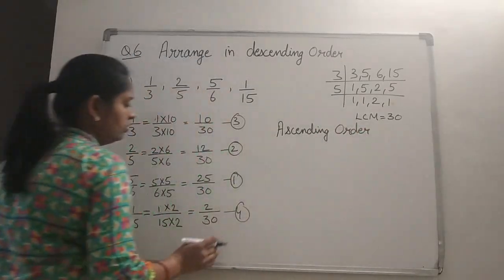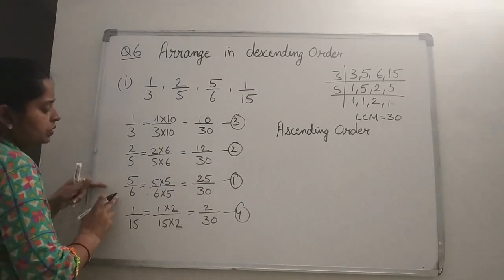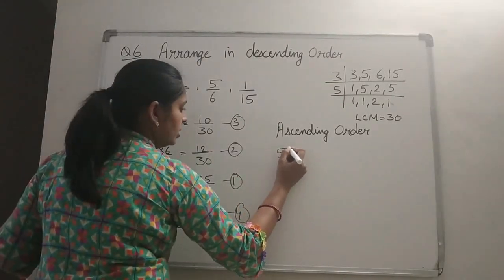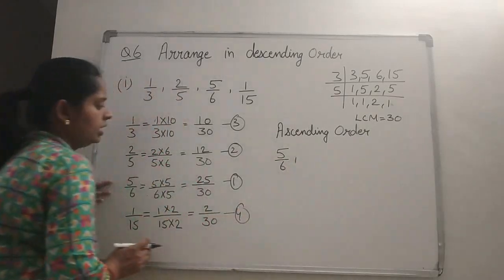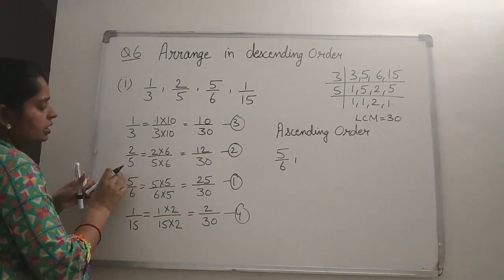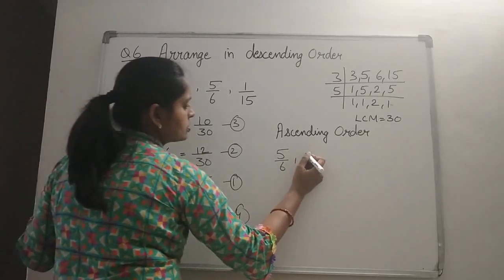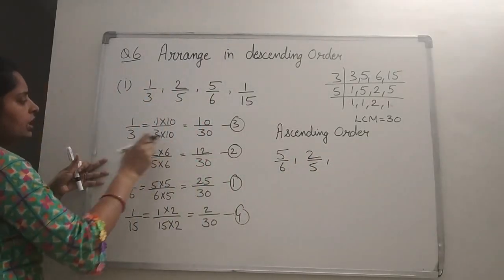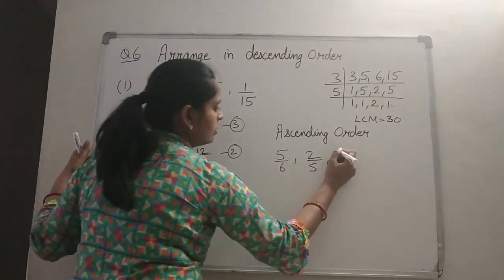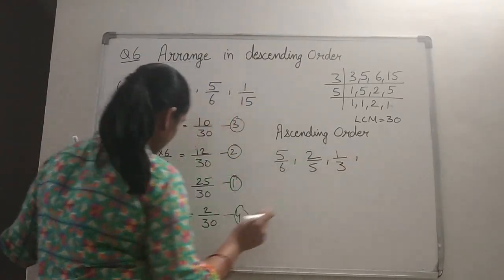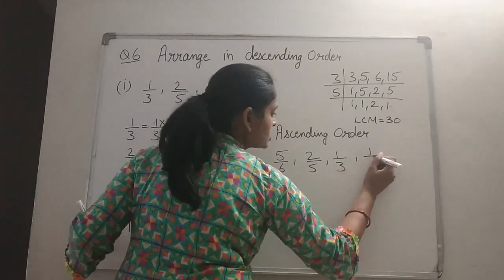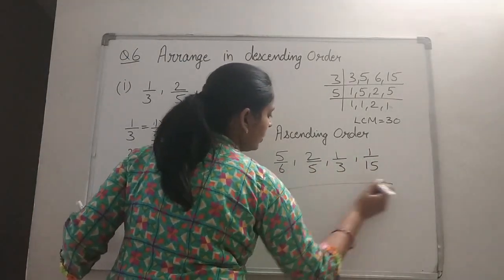We got what we got. First position is which one? Which is the biggest one? 5 upon 6. So we will write 5 upon 6 first. Then which number is coming? 2 upon 5. So 2 upon 5. Then in third position which number we are getting? 1 upon 3. So we are writing 1 upon 3. And the last we got 1 upon 15. This is the smallest one. So this is your final arrangement.